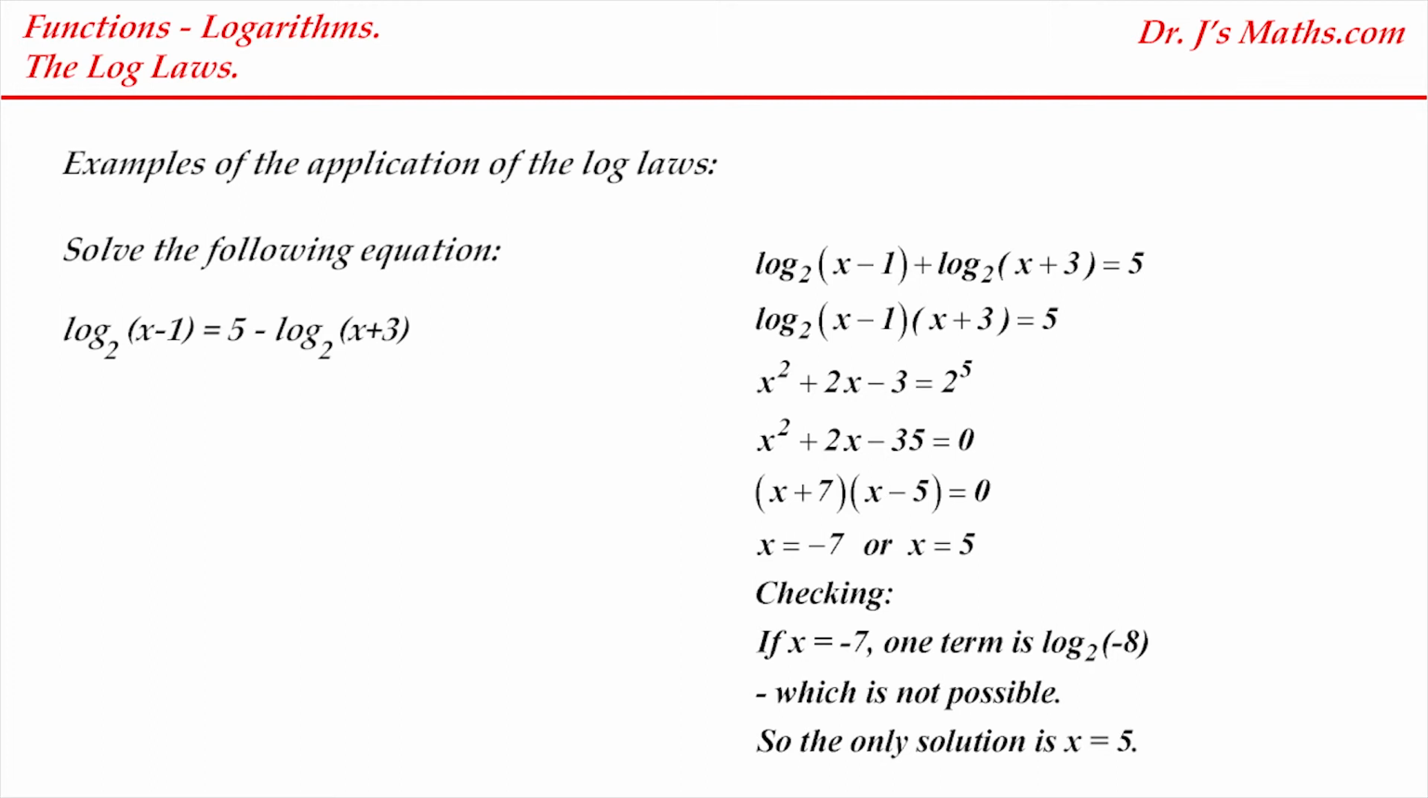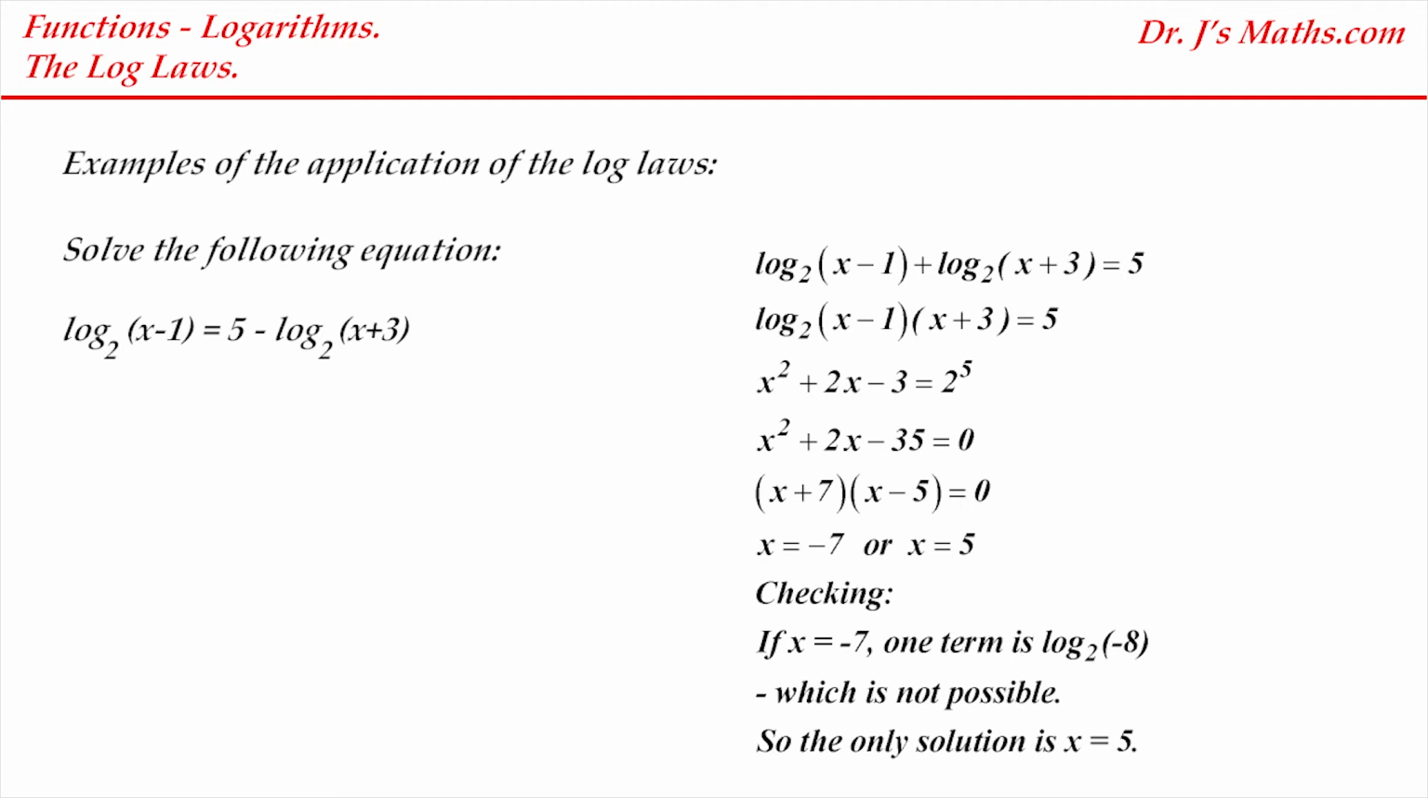Get rid of the base by bringing it across to the right-hand side, and then we can get rid of our logs. So it's x minus 1 times x plus 3 equals 2 to the 5th. Quadratic, solve it, and we find that x equals minus 7 or x equals 5.